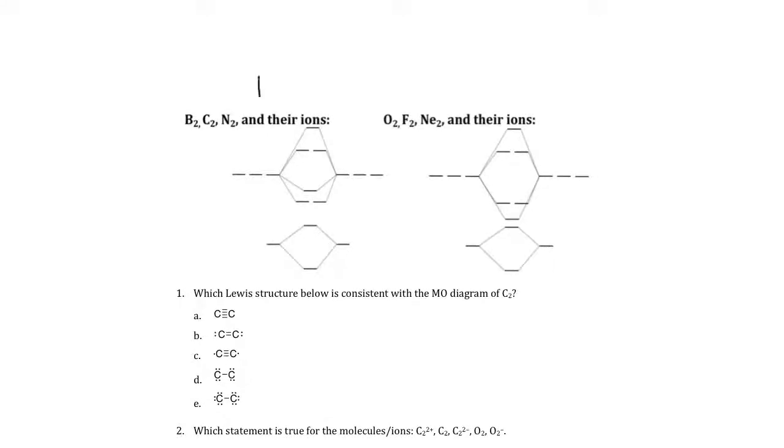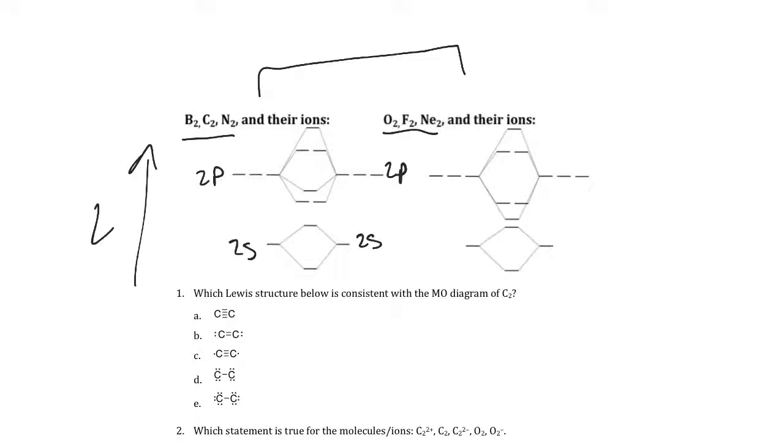These base diagrams are given on exams for B2, C2, N2, and any ions of these elements on the left side, and then O2, F2, neon 2, and any of their ions on the right side. Notice that what's being shown here are the 2s orbitals of these atoms and the 2p orbitals of these atoms, showing the relative energies of their orbitals.